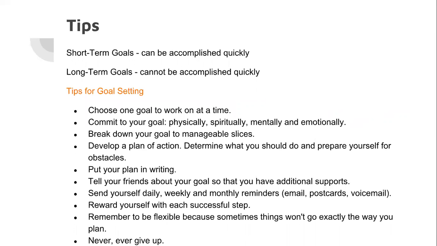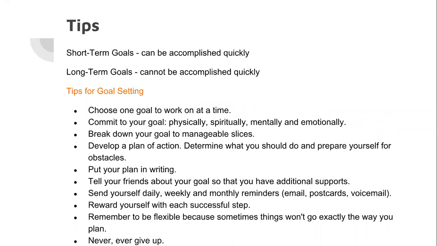I want to get an A in adult roles and responsibility. How am I going to get that A? I'm going to get that A by setting an hour aside each day to do my homework. I'm going to get that A by talking to my teacher when I don't understand something. So thinking about, okay, if I have this goal, how am I going to actually get there?